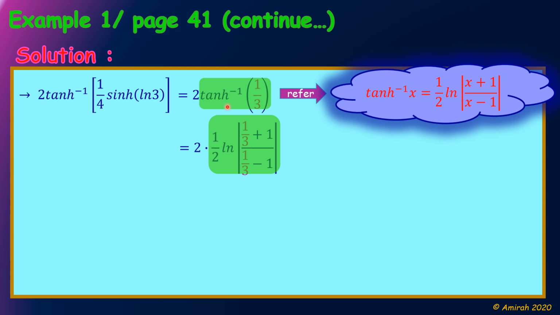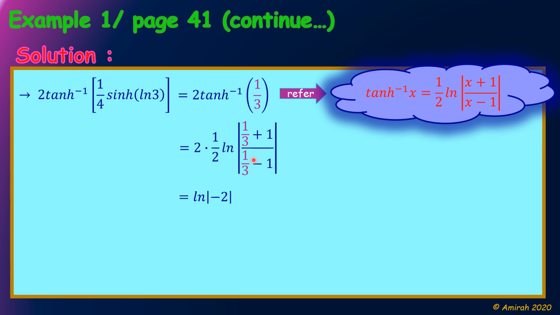How do we get inverse tanh of 1 over 3 equals half ln of (1 over 3 plus 1) over (1 over 3 minus 1)? We compare with this formula, but we need to replace x by 1 over 3. We have half ln of x here, we replace by 1 over 3, and then plus 1 over x, we replace by 1 over 3, and then minus 1 here. After that, we can simplify the 2 and 2 in the denominator. So we have ln here, no more half and 2.